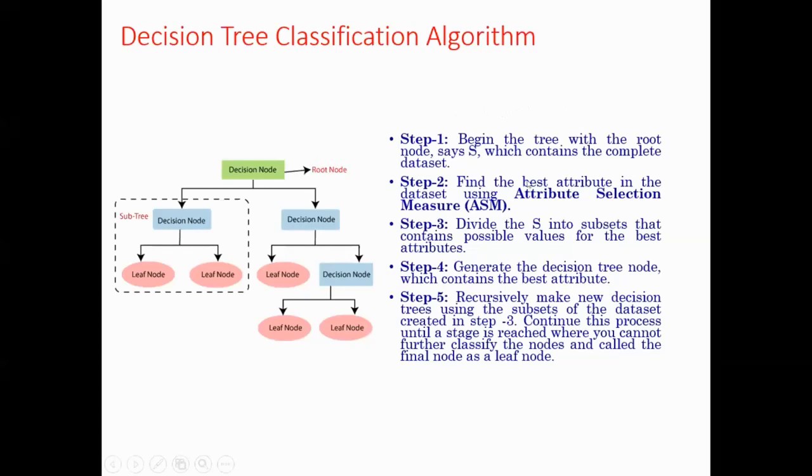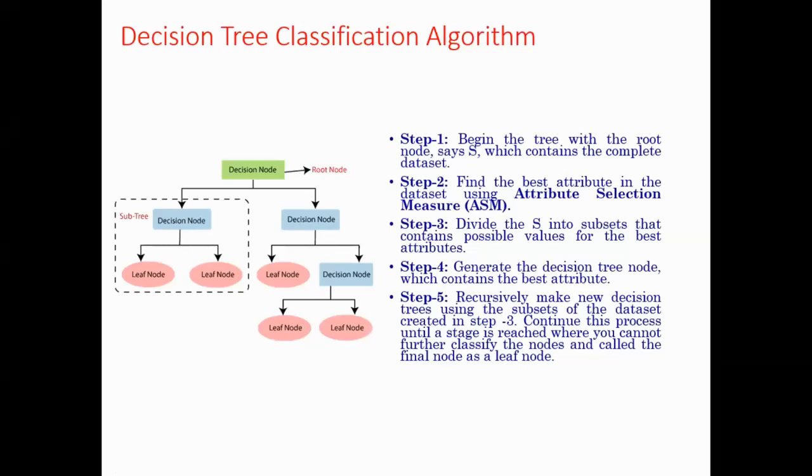Find the best attribute in the data set using an attribute selection mechanism. There are various attribute selection measures. Based on those, we select which attribute will be the best for splitting. It might be information gain, Gini index, or gain ratio. There are various measures you may consider, and those are known as attribute selection measures.